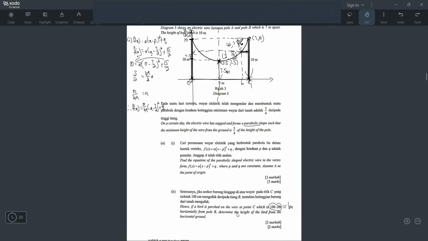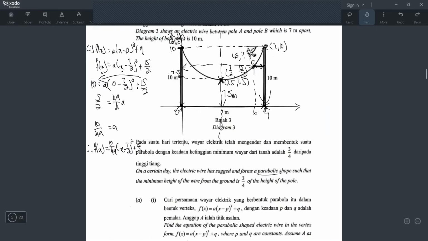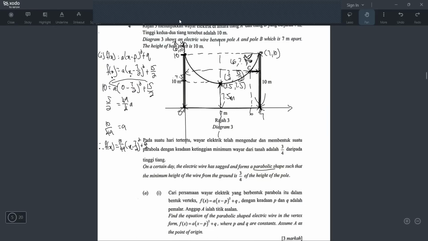But I can find it easily. So what do they want to find now? The height of the bird from the horizontal ground, right? It means they want to find the y coordinate of the bird, right? Because when you get the y coordinate of the bird, it means you get this height here, which is exactly the height of the bird from the ground. But how do I get the y coordinate? Well, point C passes through this curve. So what do you think? If the point passes through, it means what? We can substitute the 6 inside the curve equation.